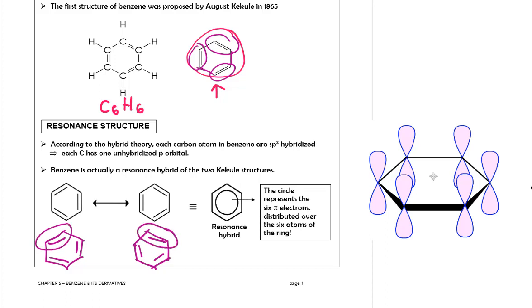This electron can move around, it can be delocalized. This double bond can move here, so you get this double bond. Then this bond moves here, so you get this double bond, and this bond moves here, so you get this double bond. So electrons at the pi bonds can move around. That's why we can draw it like this, as a resonance hybrid. You can draw a circle, and the circle represents 6 pi electrons distributed over the 6 atoms of the ring.